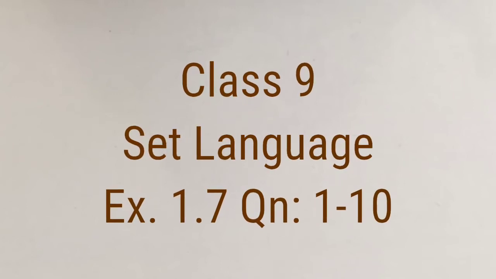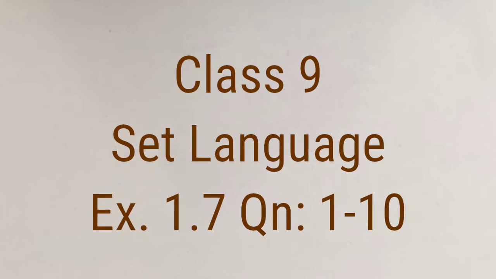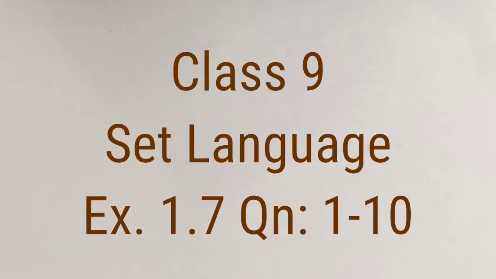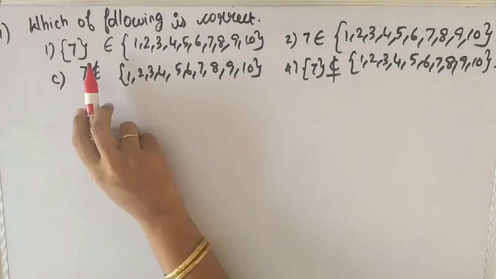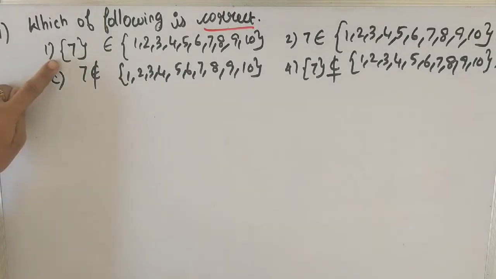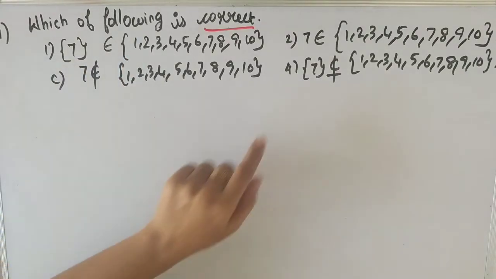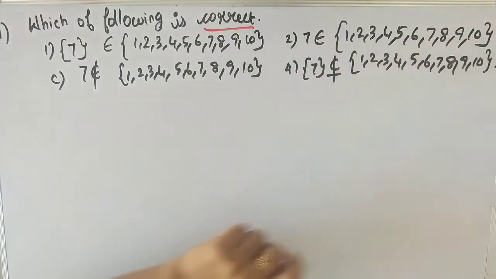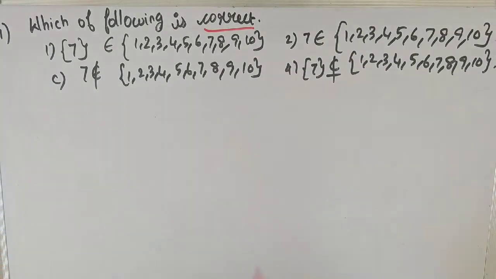Hi everyone, today we are going to see class 9 set language exercise 1.7 question number 1 to 10. Now the first question is, which of the following is correct? 4 options are given. The first option is set 7 is an element of the set which has 1 to 10. The second one is 7 is an element of the set which has elements 1 to 10. And third is 7 is not an element of 1 to 10. And the fourth one is set 7 is not a subset of 1 to 10.